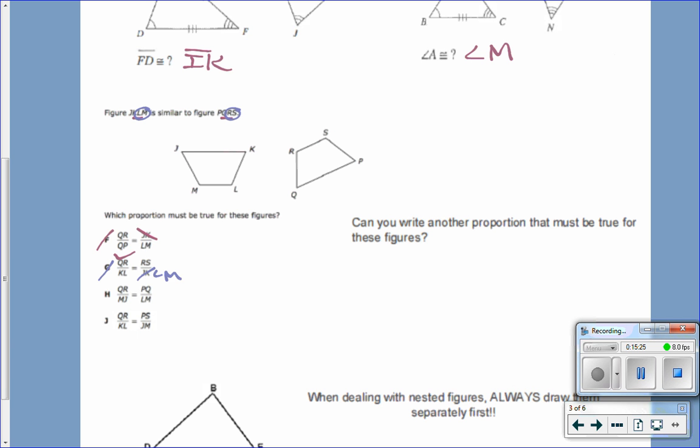Can I just say what I did? Absolutely. Okay, so QR is here, and then it says that MJ is equal to that, but they're on opposite. Actually, that one is right. No, is that a J? Yes. Okay.